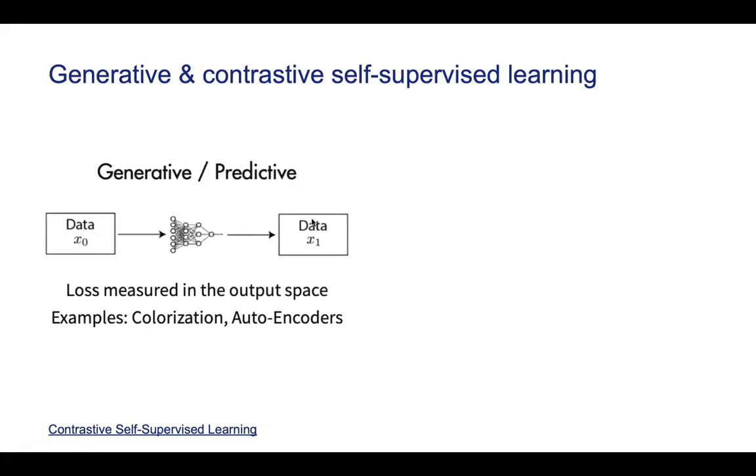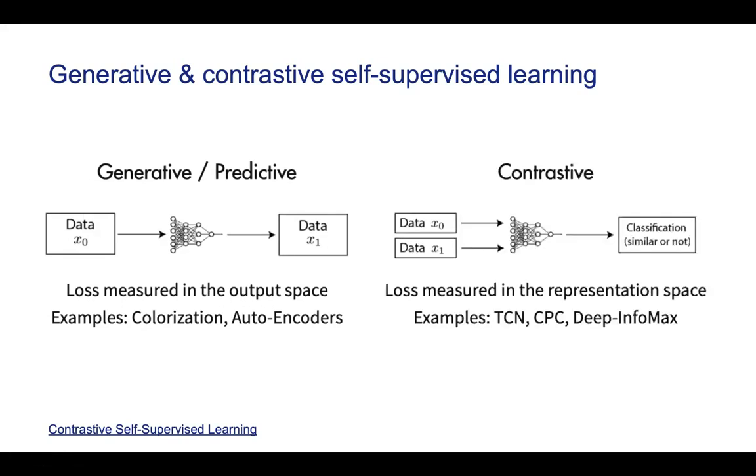So all the recent advances in NLP or language modeling are in this bucket. It's a generative, predictive, pre-training task, and it works in the output space. Whereas contrastive learning is quite different, because we don't measure the loss in the output space, but in representation space.